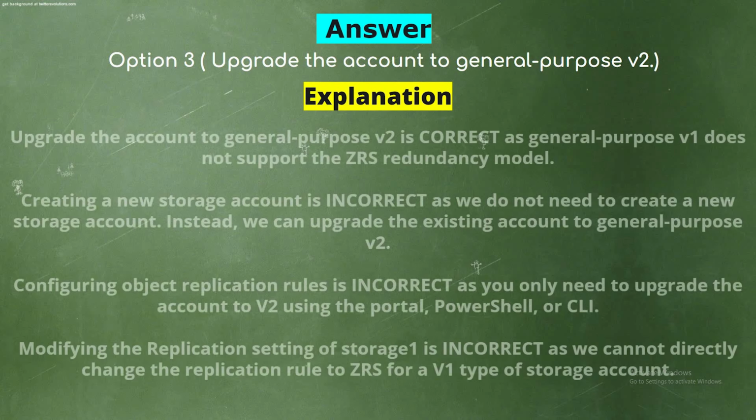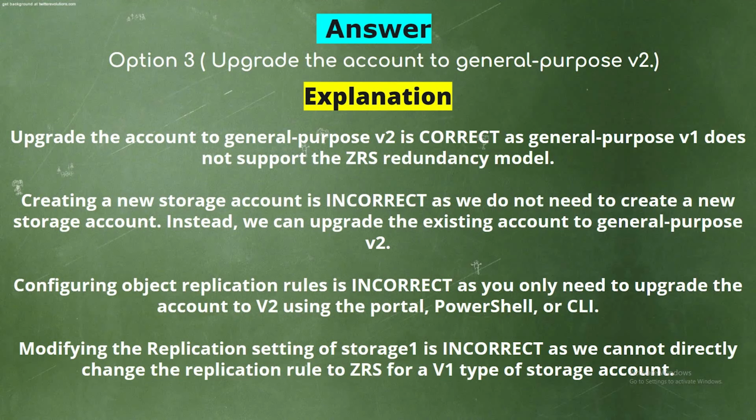Explanation. Upgrade the account to general purpose V2 is correct, as general purpose V1 doesn't support the ZRS redundancy model. Create a new storage account is incorrect, as we don't need to create a new storage account. Instead, we can upgrade the existing account to general purpose V2. Configure object replication rules is incorrect, as you only need to upgrade the account to V2 using Portal, PowerShell or CLI. Modify the replication setting of Storage1 is incorrect, as we cannot directly change the replication rule to ZRS for a V1 type of storage account.